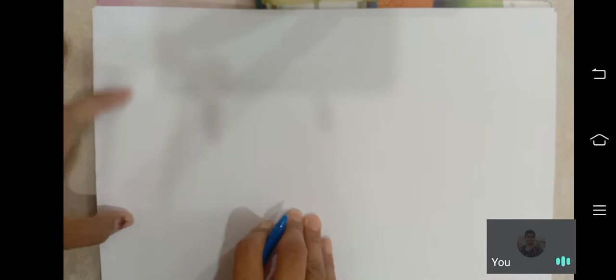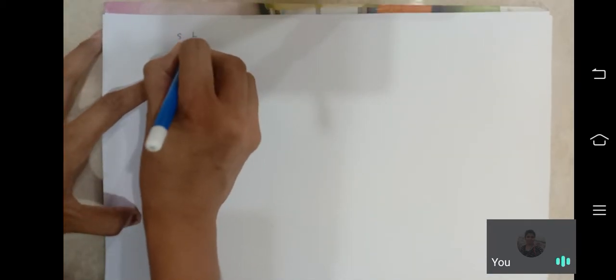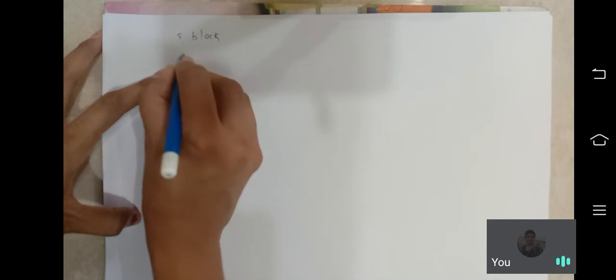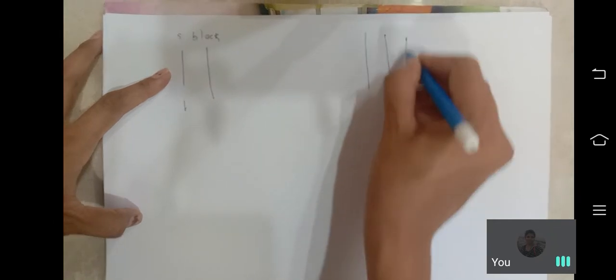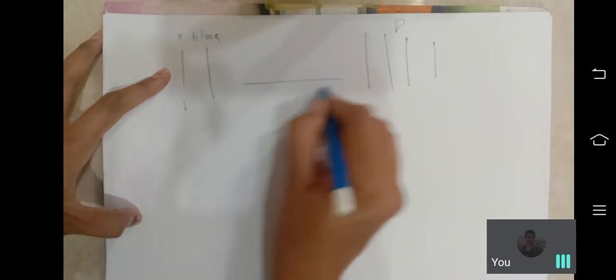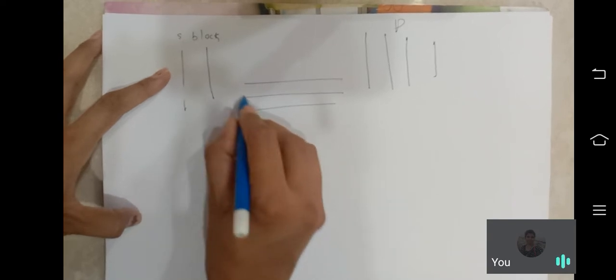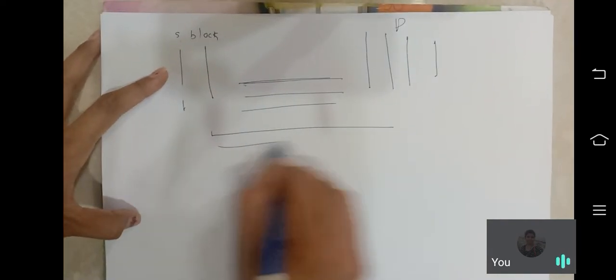Hi friends, first the periodic table here. S block elements are there, here alkali metals, alkaline earth metals. Here P block elements are present, and here D block elements are present, and here F block elements are present.